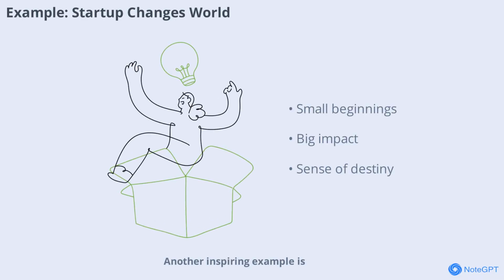Another inspiring example is, that small tech startup was to change the entire world. Here, was to is used to show that, although the company started small, its destiny was to make a huge impact. This structure is great for telling stories about how humble beginnings can lead to extraordinary results. It adds a sense of fate or inevitability to the narrative.